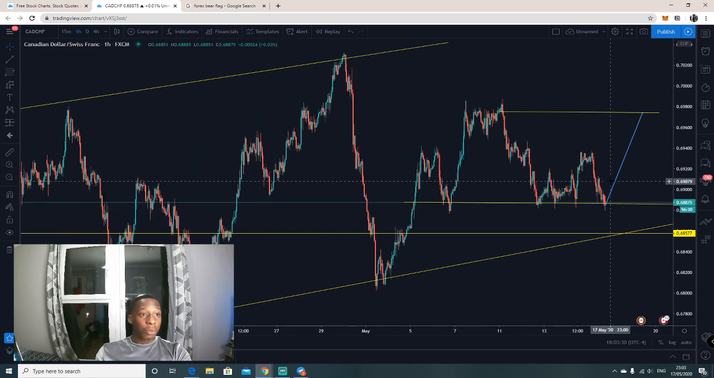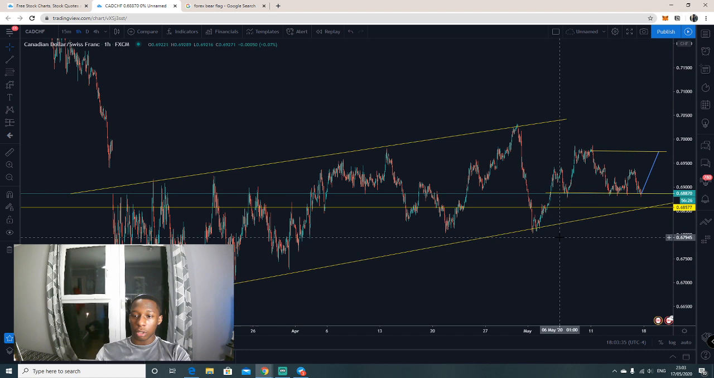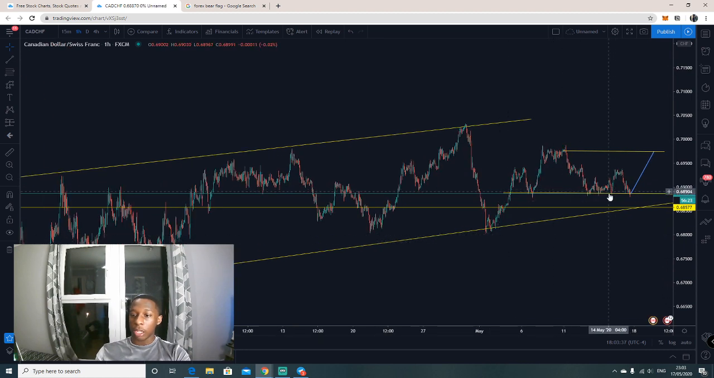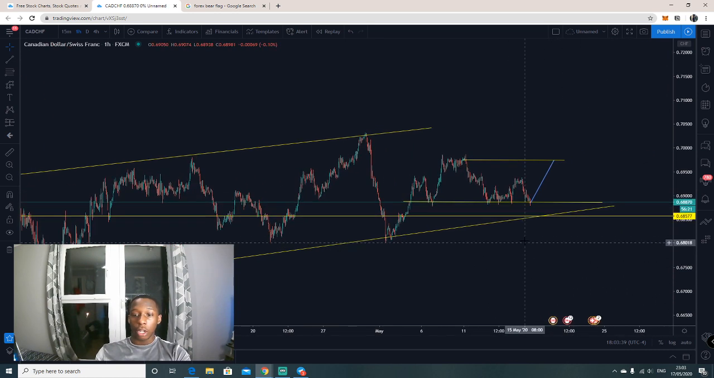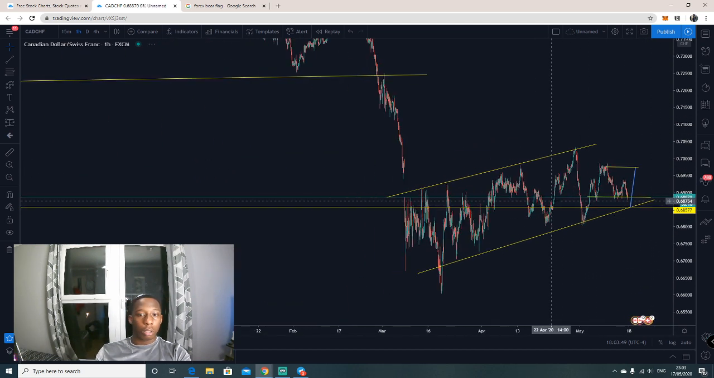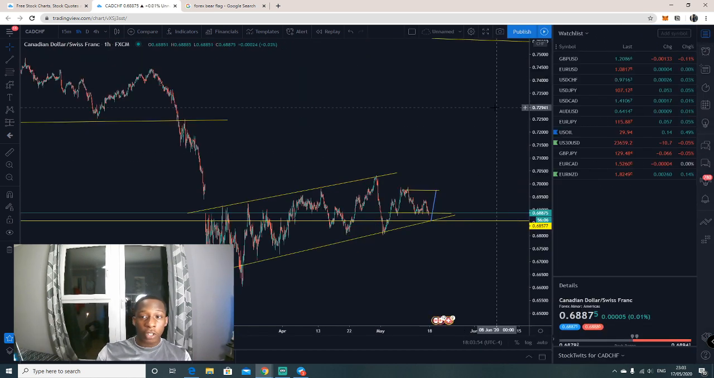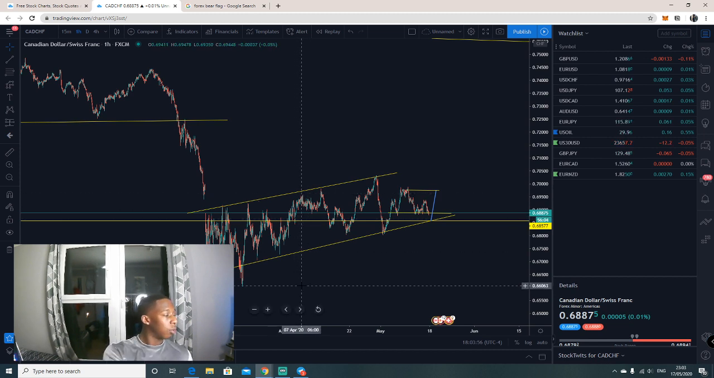But yeah, CAD CHF longs, SN channel. It's forming equal lows, so it could be a potential break to the downside before it pushes up, but we know in the long run that it's going to go up. Alright, cool. Any other currency pairs that you guys want me to look at?